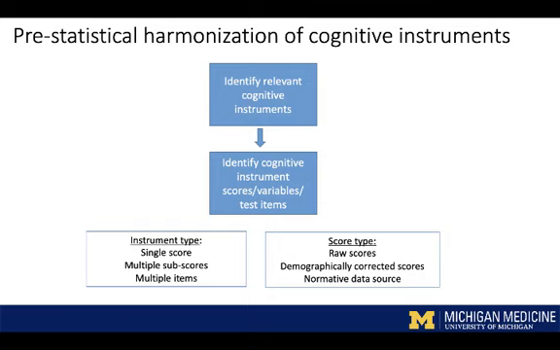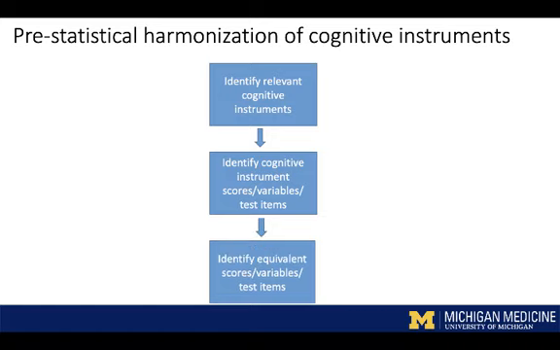When we're thinking about the types of scores as well, I mentioned, some studies may record just raw scores, others may report demographically corrected scores in some way, and if they do that, we want to think about the source of normative data that they used and whether those align well across data sets. All right, so to get to this goal here of identifying potentially equivalent scores and variables across studies, we have to do a pretty deep dive.